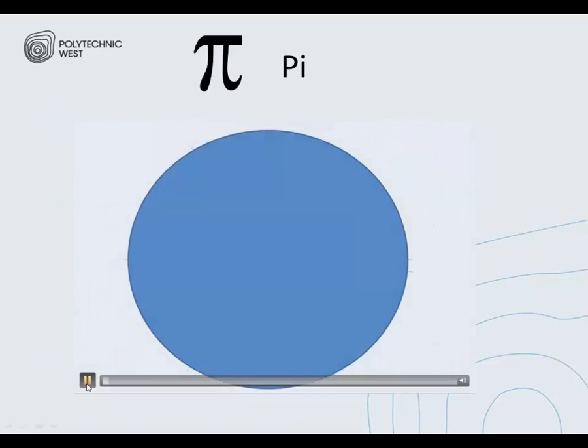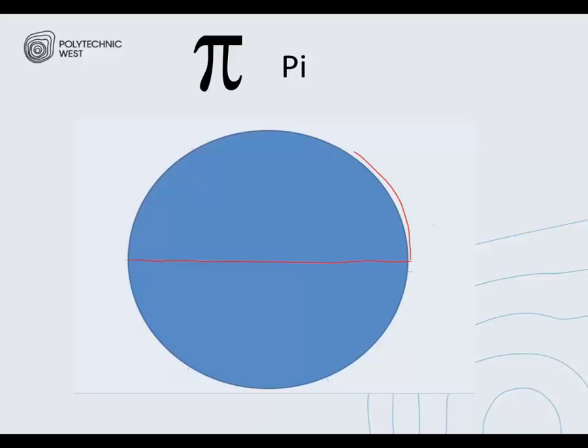If I get a circle and I stretch a piece of string across it, the diameter, if I then take that bit of string and I lay it on the circumference of the circle, it'll go around once, and then twice, and then 3 times, but not quite. It'll go around 3 and a bit times.